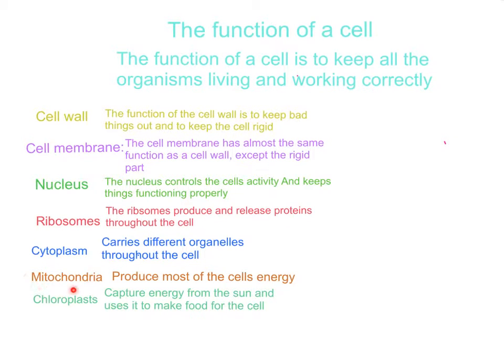The function of the mitochondria is to produce a lot of energy for the cell. And lastly, the function of the chloroplasts, which are only in plant cells, is to capture energy from the sun to use it to make food for your cell.